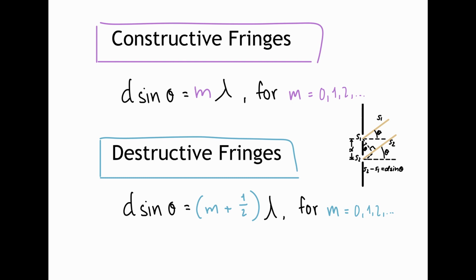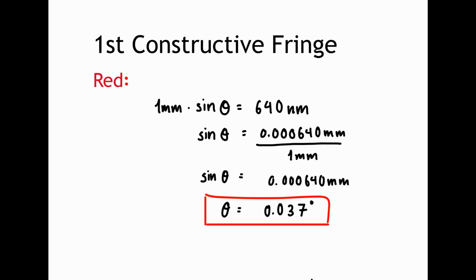If m equals 0, then sine theta equals 0 as well. Therefore, theta equals 0, which is at the perpendicular or at the normal. Let's try to calculate theta for the first constructive fringe. Assuming that the distance of the two slits was 1 millimeter, we can plug 1 millimeter into d. Lambda stands for the wavelength of the laser, so we plug in 640 nanometers, because red laser has a wavelength of 640 nanometers.